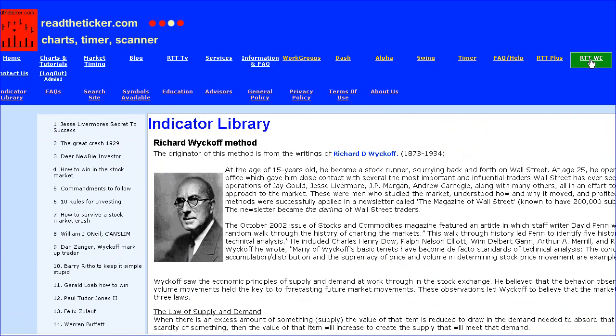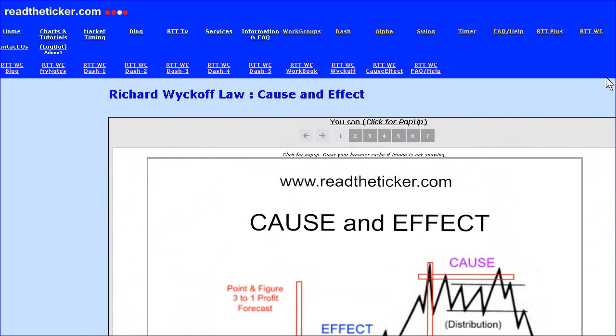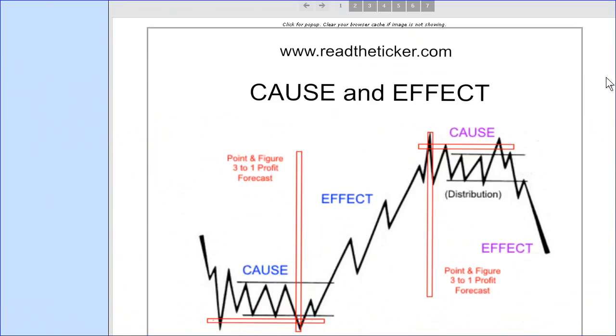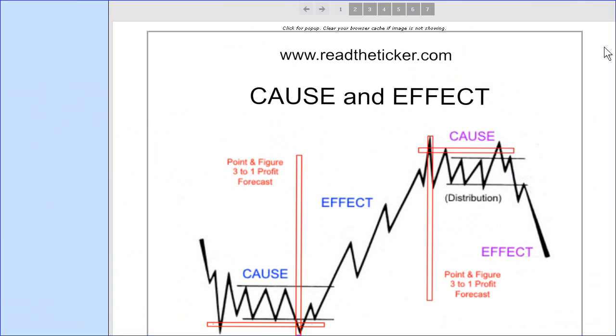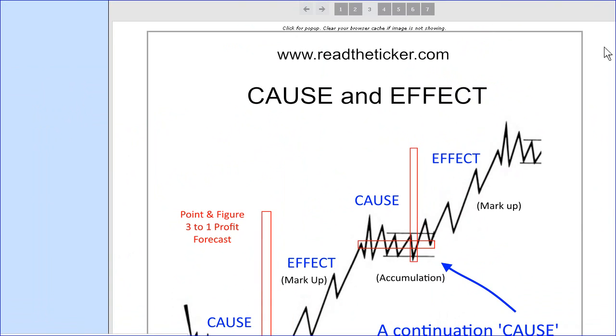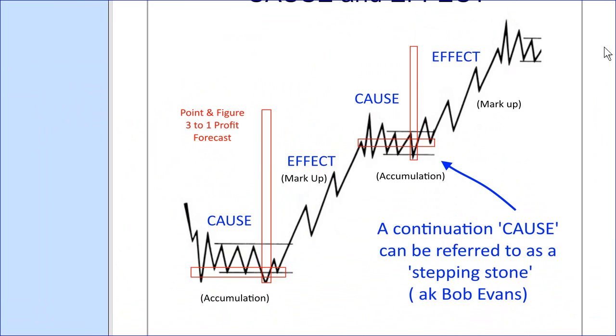Now for those members of RTT Plus, go to RTTWC or the RTT Wyckoff Campaign, part of the blog. You have to be a member of RTT Plus to see this. Go along to RTTWC Cause and Effect. I believe these pages are most valuable for the Wyckoff investor. Put some extra time in here. We're talking about cause, effect, using the Wyckoff count guide to forecast profits from the point and figure chart. We have 7 pages of very valuable information. I can't go through too much of it because it's designed to help out the subscribers, but it's most valuable.